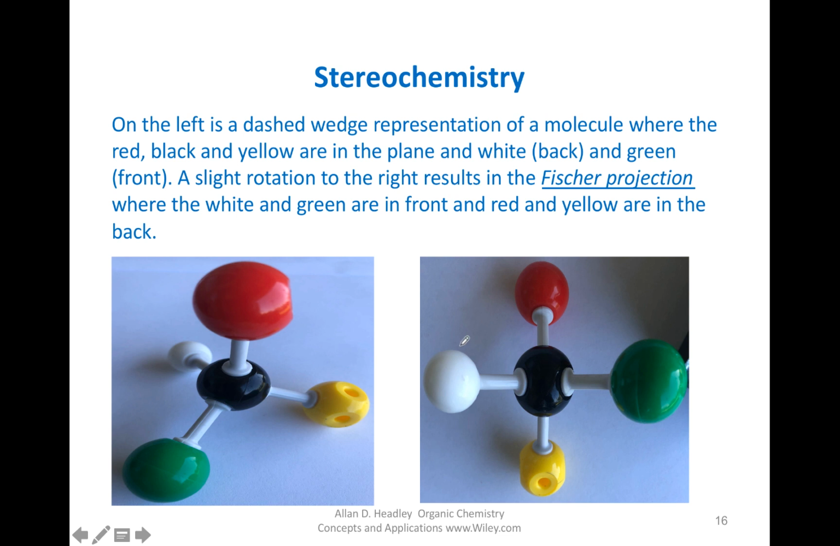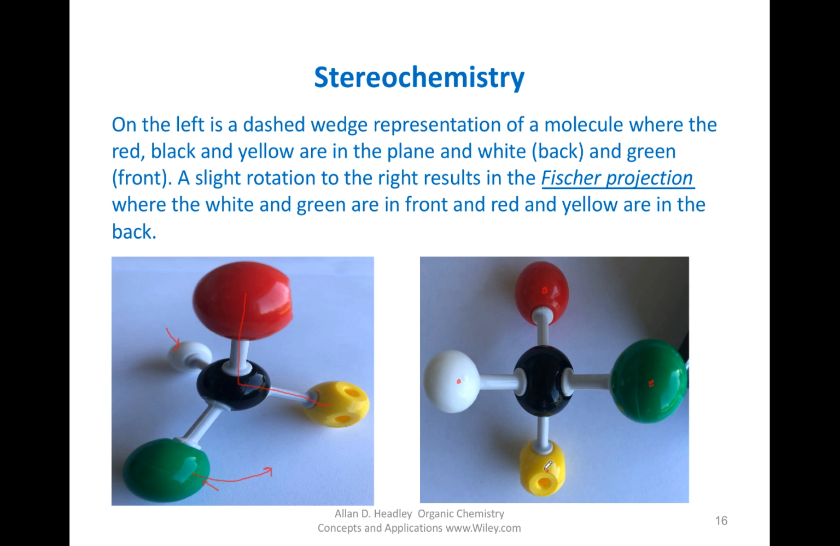So you can see here the molecule to the left is the dashed wedge, where this red, black, and yellow are in the plane. This is in the back, and this is in the front. So that's your dashed wedge way of looking at the molecule. If you were to look at it in the Fischer, you just have to rotate this slightly over here, where the green comes over here in front, the white comes over here in front, and the red and the yellow would be in the back.